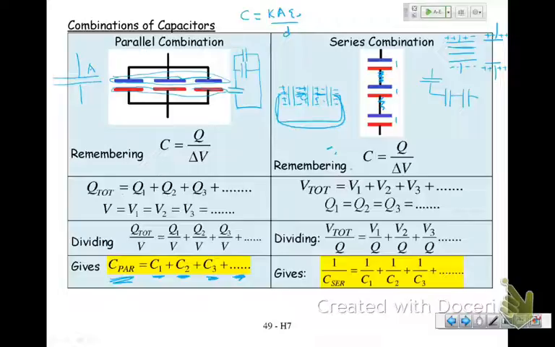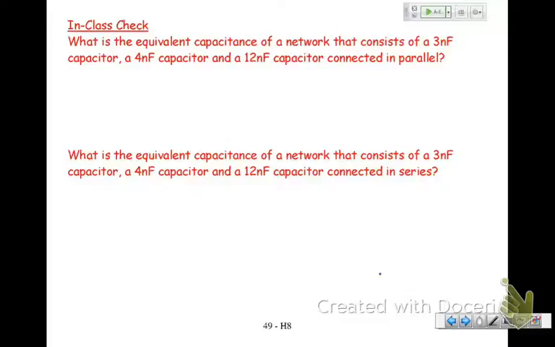Add all the gaps together. So it makes sense that the capacitance is going to get less because we increased the gap. So 1 over C series equals 1 over C1 plus 1 over C2 plus 1 over C3 plus 1 over C4 if there's 4 of them. There's some justification in the middle, but I don't really care about it. All I want you to know is how do you use your parallel capacitance and how you use your series capacitance. So let's do some.